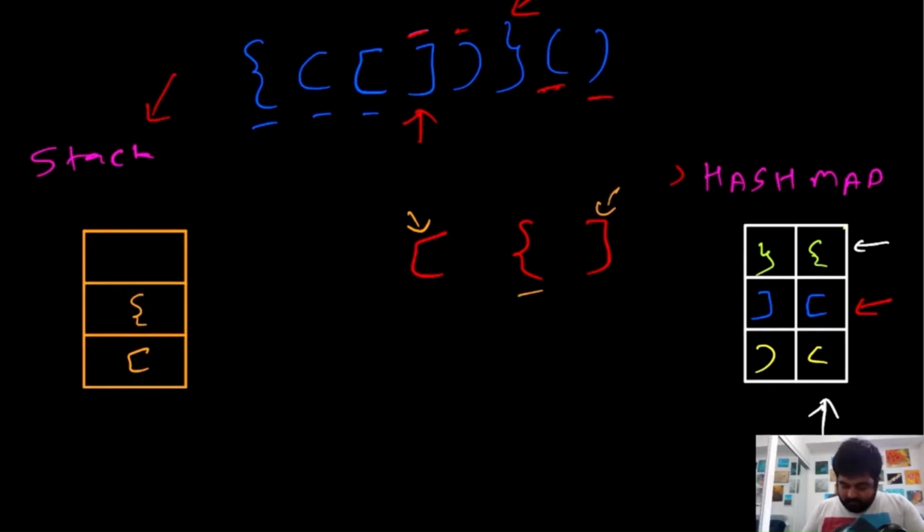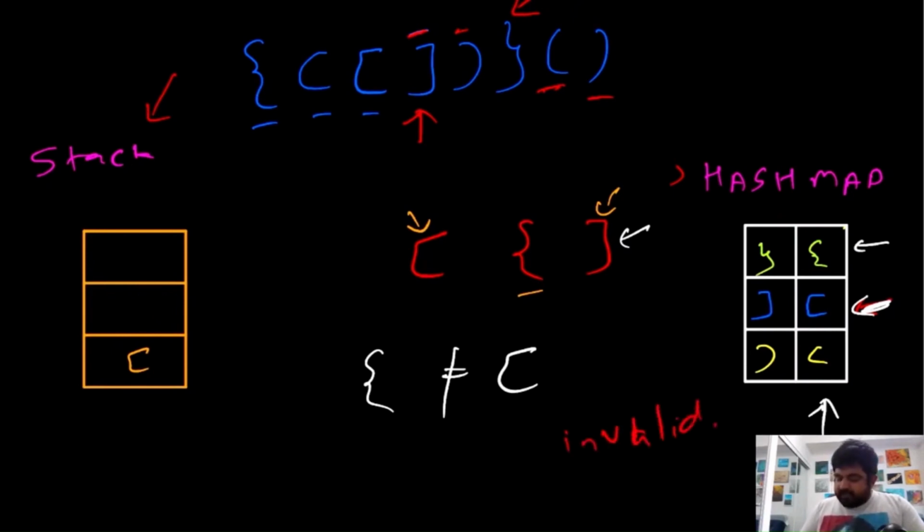The moment we encounter a closing bracket, we are going to pop out the value from our stack, and the value we popped out is actually a curly opening bracket. Now for this closing bracket, we have a corresponding value inside our hash map that looks like this one. These two are not same, so the moment we identify that, we can immediately return that this string is invalid and the parentheses are not in correct order. So we are done with this one.